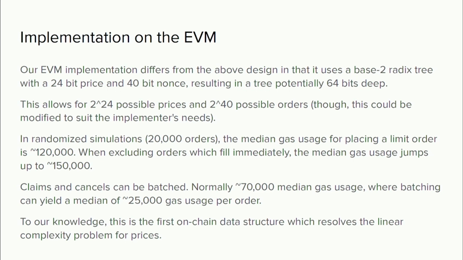Claims and cancels can be batched. A claim or cancel is normally around 70K gas. But if you batch them, and it depends on the batch size, if you're batching 100 orders, the median gas usage drops down to around 25K gas per order cancel. The reason is that you get a slight gas refund by deleting stuff, and you're repeatedly hitting the same storage slots in the contract, so those are all hot. So batching cancels can be very efficient.